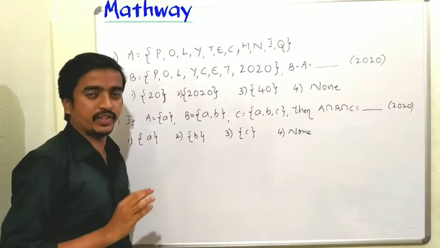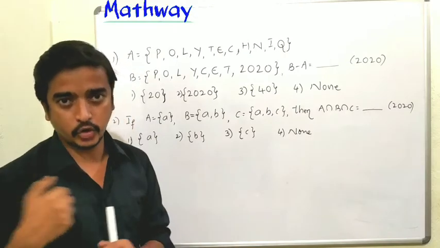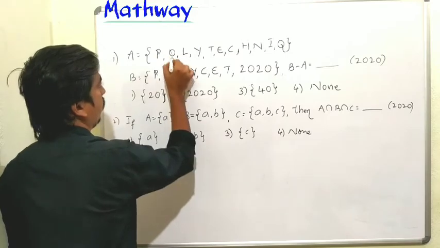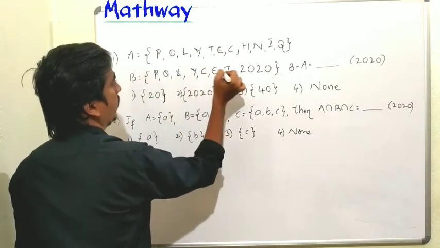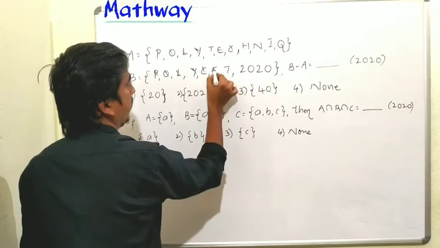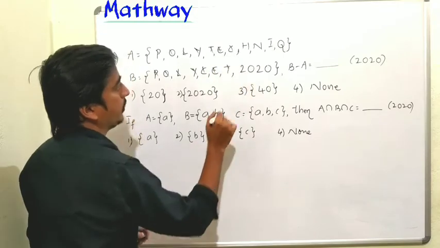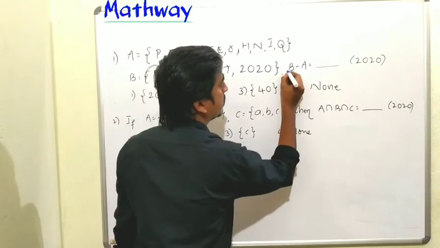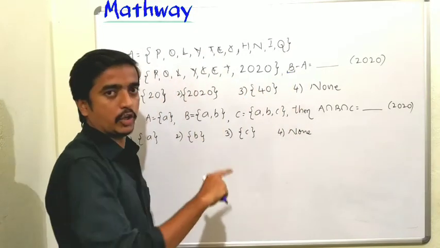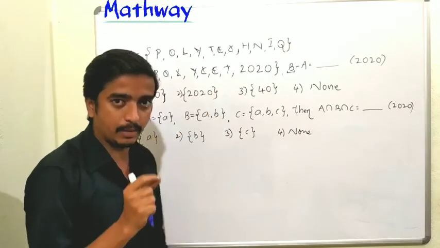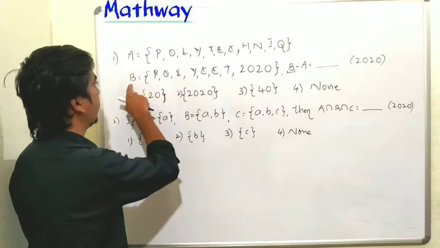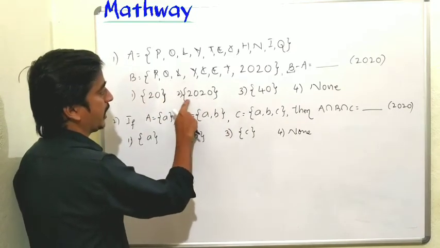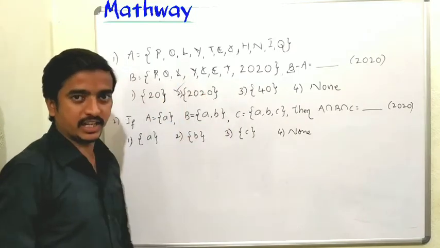How to find the difference of the sets? First we need to remove the common elements. So what are the common elements in these 2 sets? P is common, O, L, Y, and C is also common, E is common, T is common. That's it. B minus A. So the first term is set B, right? After removing the common elements, we have to write the remaining elements of set B. What is left in set B? Only 2020 is left. So in the second option, option B has 2020. So the second option is correct.